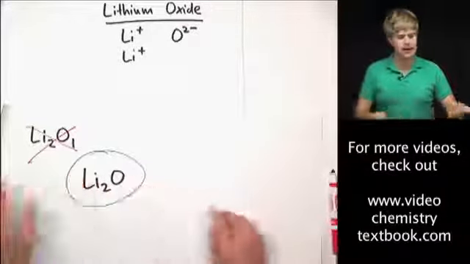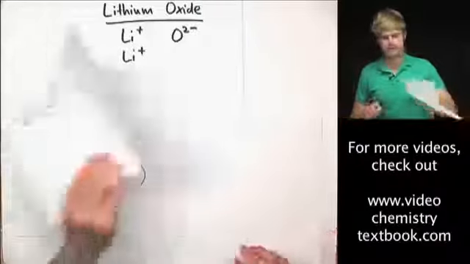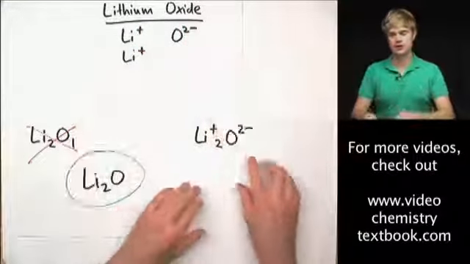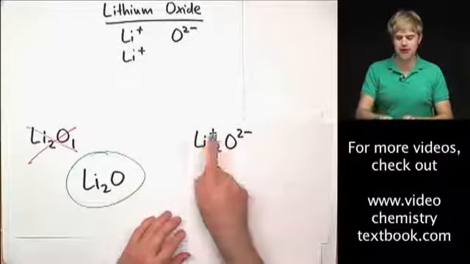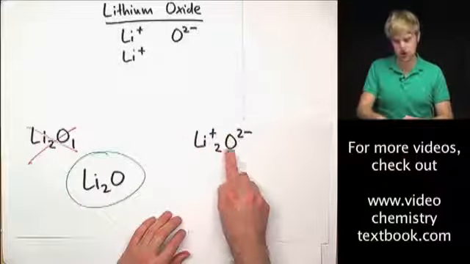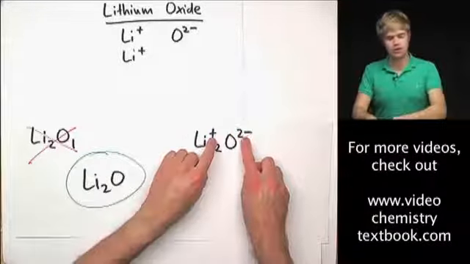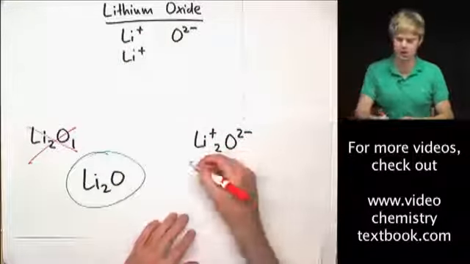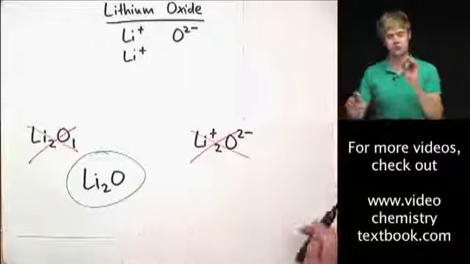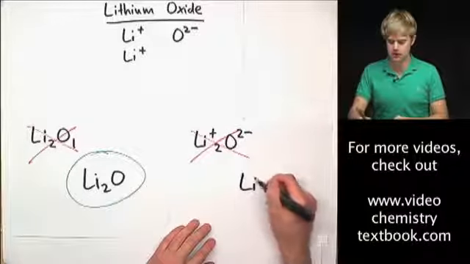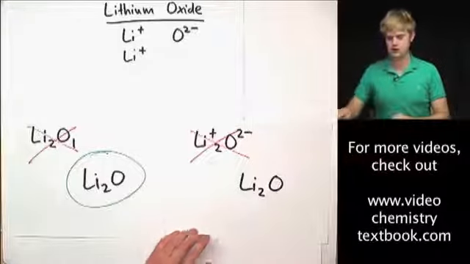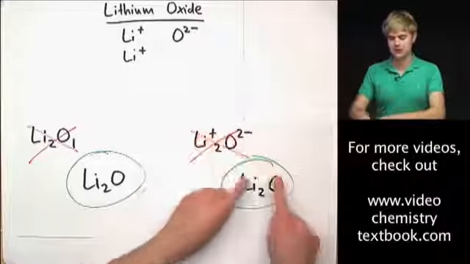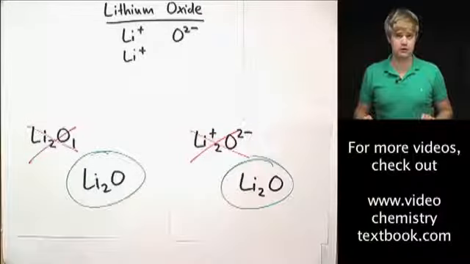This is the right way to do it. Here's another mistake that people often make. They don't remember to get rid of the charges when they write the chemical formula. So they end up writing something like Li plus 2 O2 minus, where the charges that were on the atoms stay when they write the chemical formula. This also, unfortunately, is wrong. When you write the chemical formula, you want to get rid of all of the charges. So you just write again, Li2O. Make sure there aren't any charges in the chemical formula when you finally write it. Okay?